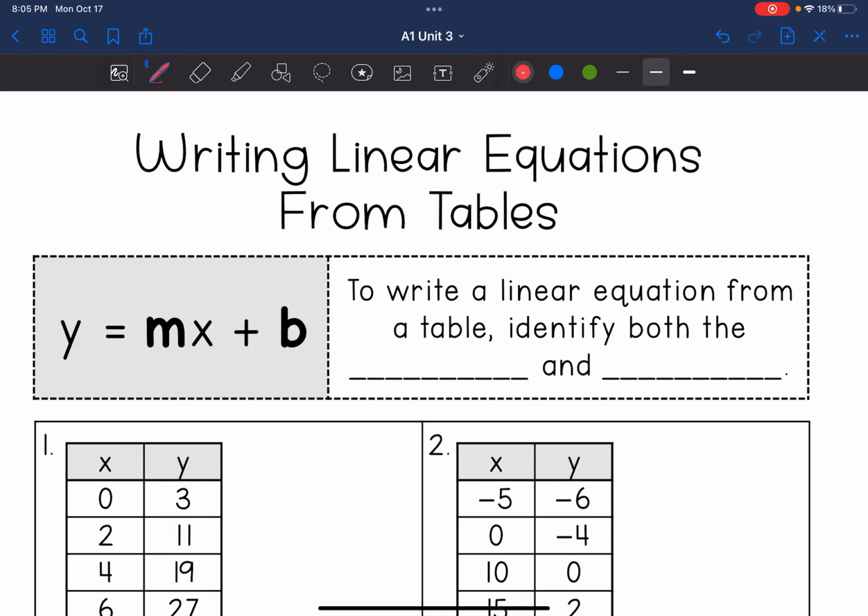You need to find two things when you're looking at these tables. You need to find the y-intercept, and that's where you're going to plug in for b. And you also need to find the slope, and we're going to plug that in where m is at. Once you have those two numbers, then you are all set, and you could just put it in that format, y equals mx plus b.